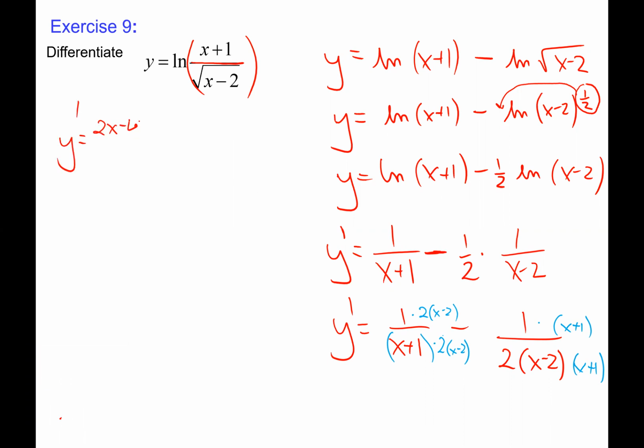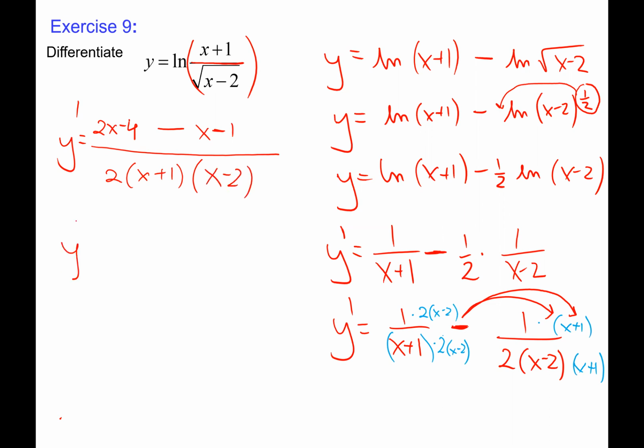We will have 2x minus 4, and then minus x minus 1, because this negative will affect that x and will affect that 1. That's the reason that I have negative 1. And then I can put the entire denominator, 2 times x plus 1 times x minus 2. And what happened on the top? 2x minus x is x, and negative 4 and negative 1 is negative 5.